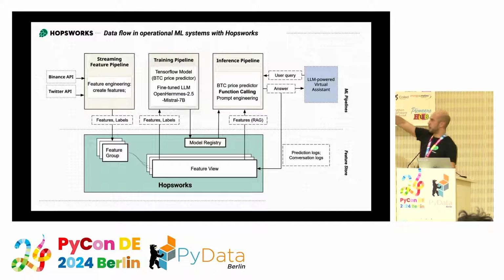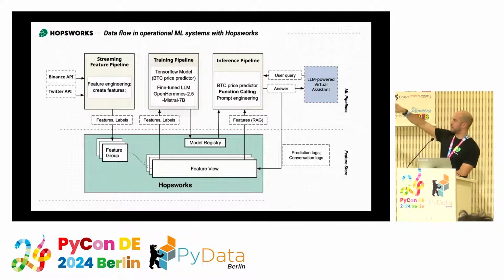So in our case, for the Bitcoin virtual assistant, it would look something like this. We will consume data from the Binance and Twitter APIs, and we will have a streaming pipeline where we will curate our features related to Bitcoin prices, and also perform some semantic analysis of the tweets that we read from the Twitter API.